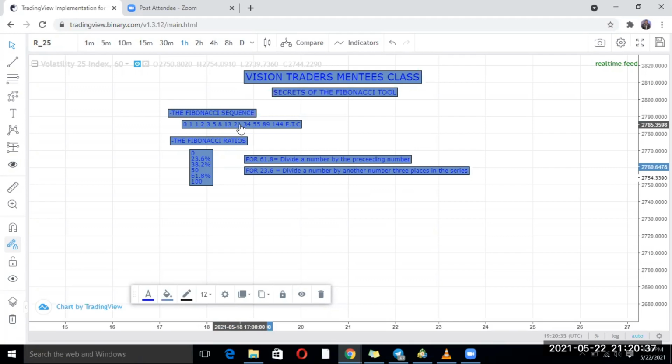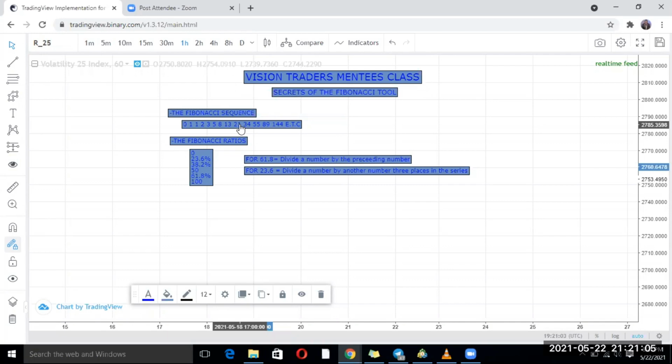Now let's pick another number. Let's pick 8 and 34. That's 8 divided by 34. What should that give us? 0.235, which is like 23.5, close to 23.6. So this is how he got the ratio for 23.6.